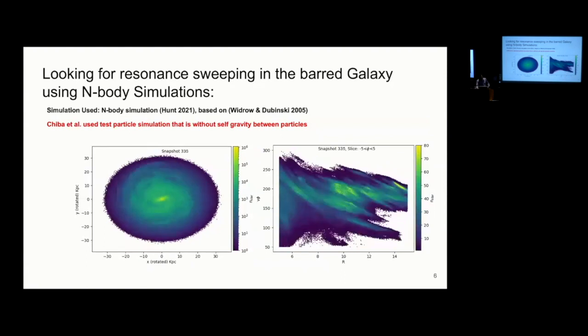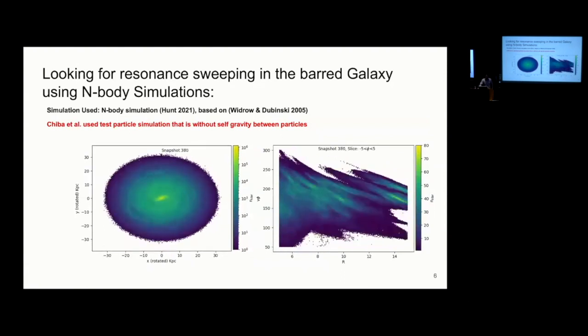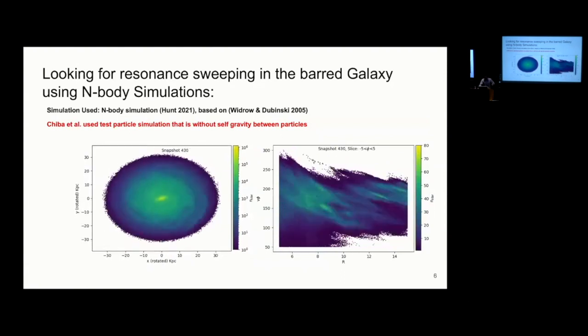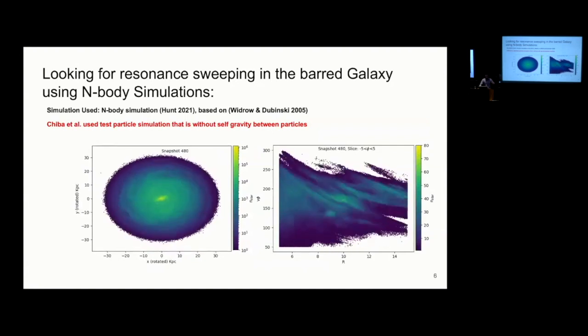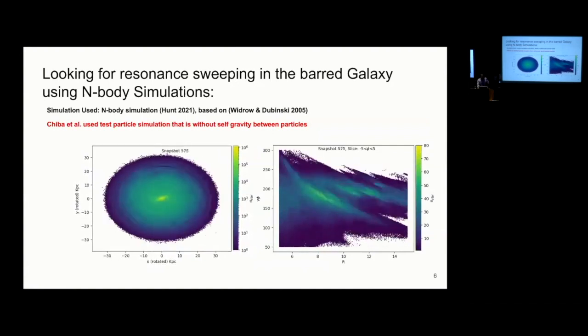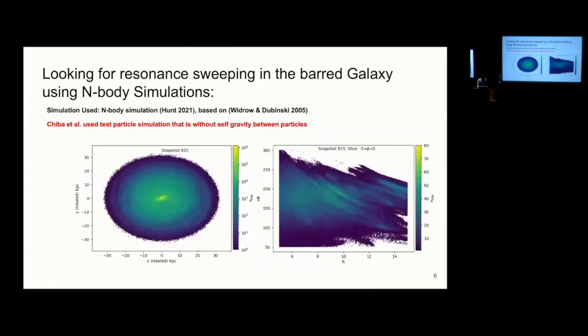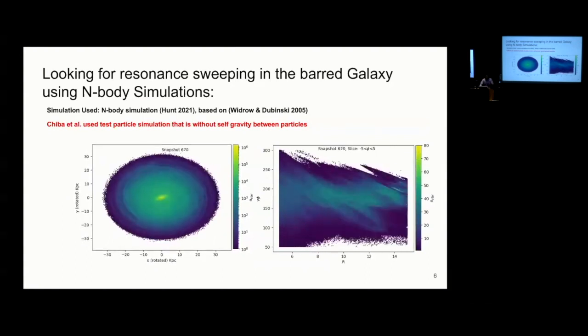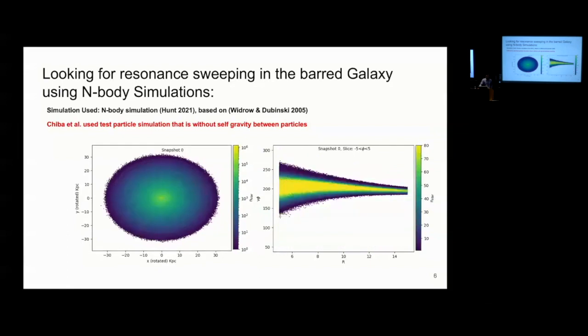The GIF on the left shows the top-down view of the galaxy, sorry, the edge-on view of the galaxy. We can see a prominent bar at its center, and we are looking at the disk from the bar's stationary frame.